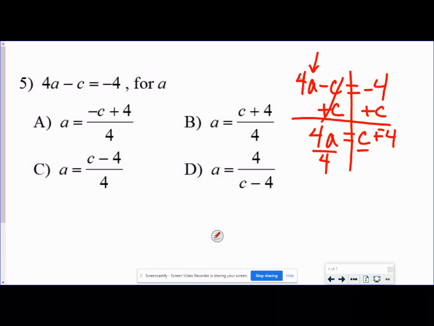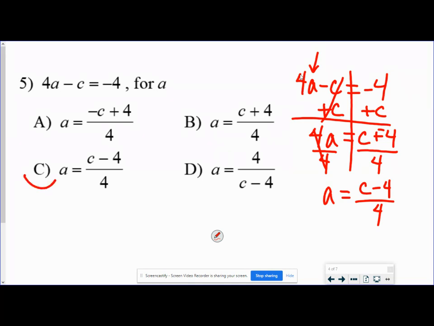And this time, I know it looks kind of weird. The whole thing gets divided by 4. There are times when I would want to do that as 2 separate pieces of division, but for right now, we're just going to leave this all together. So this is going to be c minus 4 over 4, which would be right here, letter C.